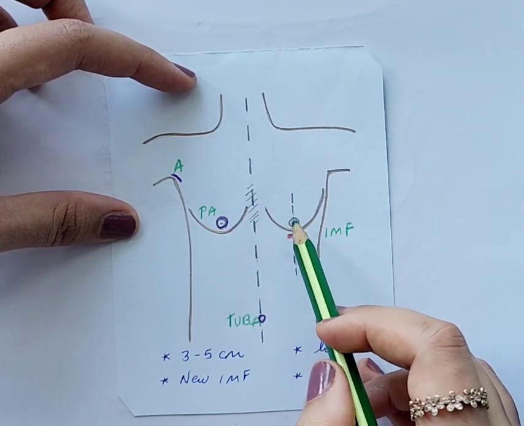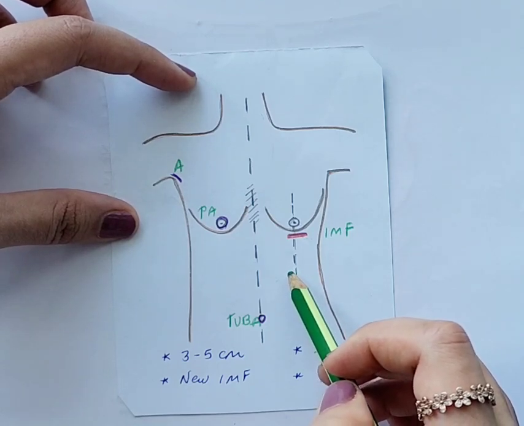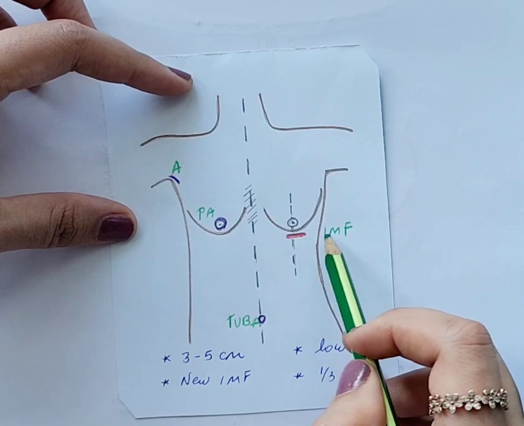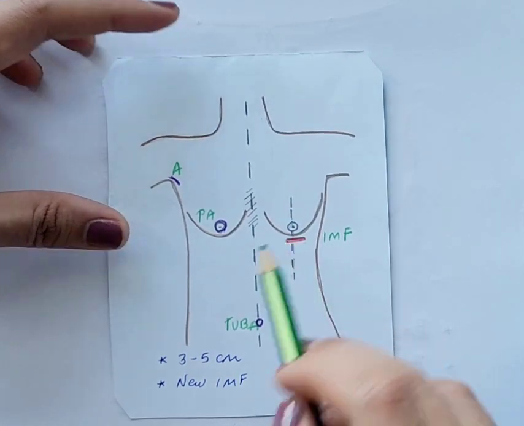This also helps prevent the downward displacement of the implant, which can lead to a double bubble deformity. Therefore, the IMF is one of the most important factors that you have to consider when placing the implant.